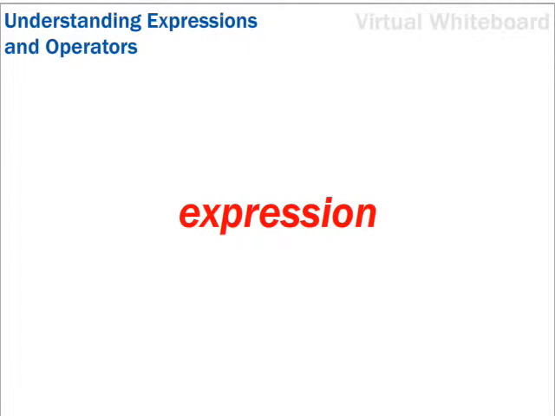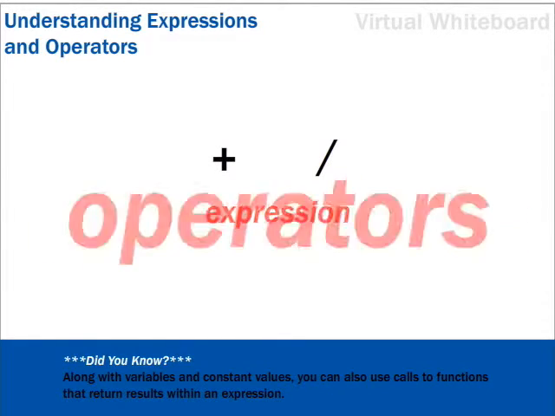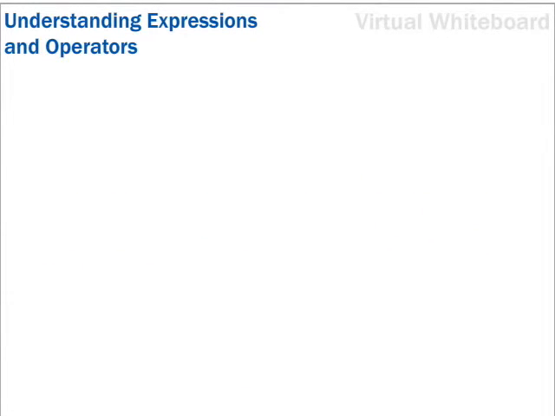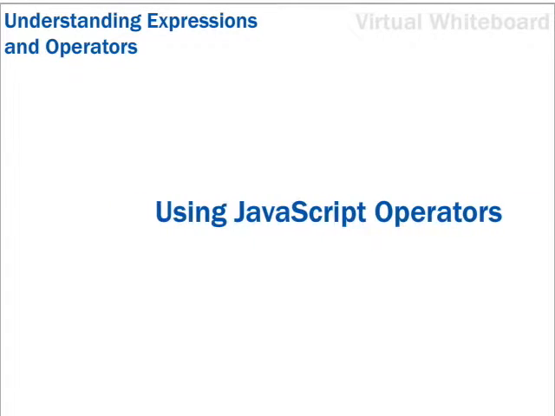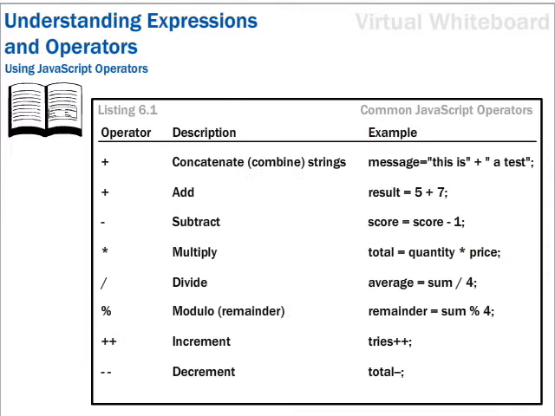An expression is a combination of variables and values that the JavaScript interpreter can evaluate to a single value. The characters that are used to combine these values, such as plus and slash, are called operators. You've already used some operators, such as the plus sign and the increment and decrement operators. This lists some of the most important operators you can use in JavaScript expressions.